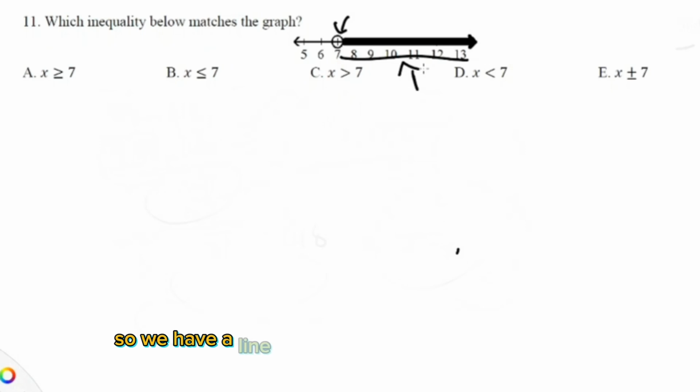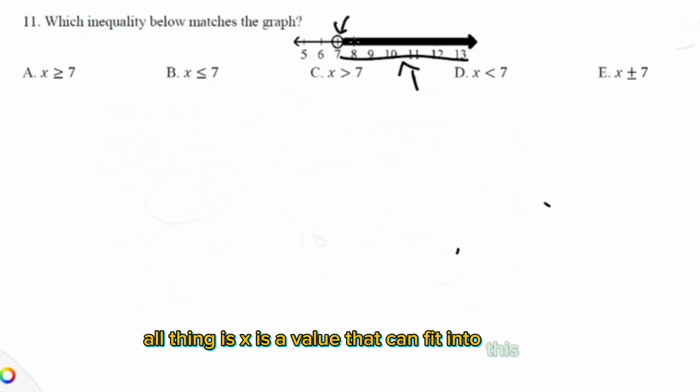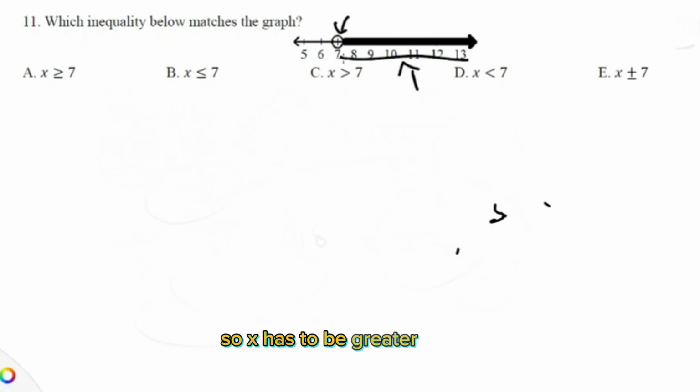So we have a line that starts at 7 and goes up from 7, or is greater than 7. So that means whatever x is has to be greater than 7, because this inequality is saying x is a value that can fit into this line. So x has to be greater than 7. So right off the bat, it's not this, it's not this, and it's not this. So it can only be A or C.